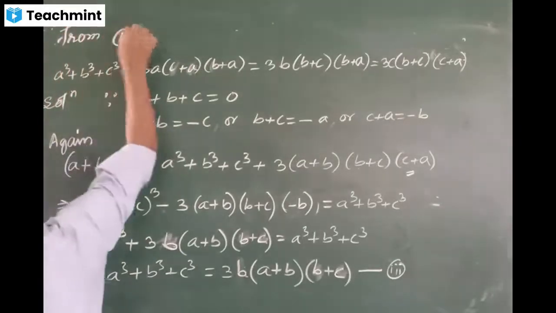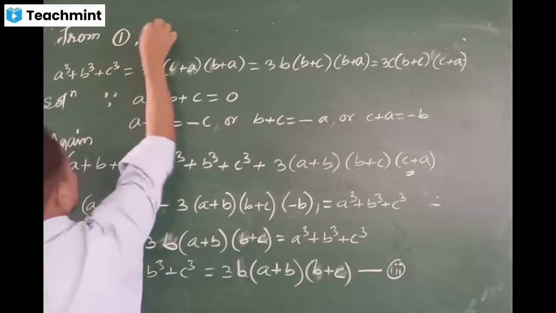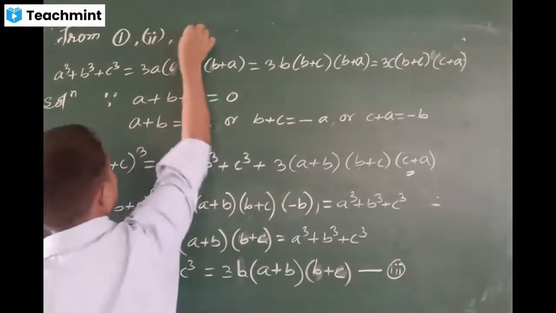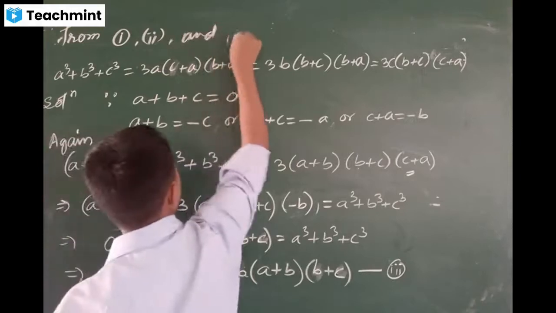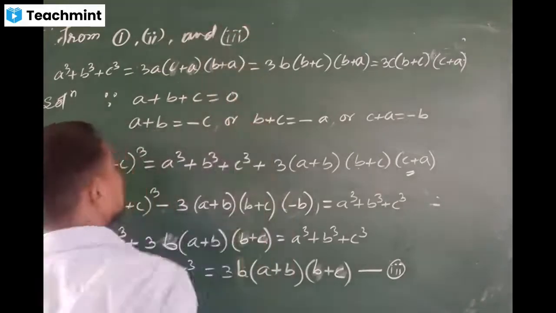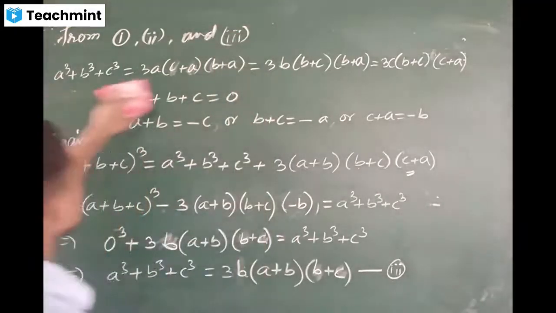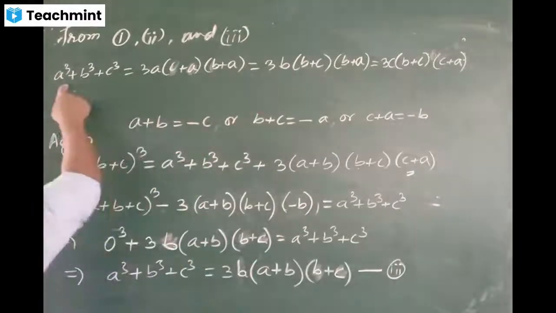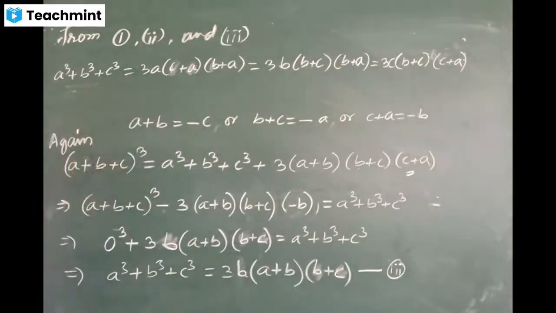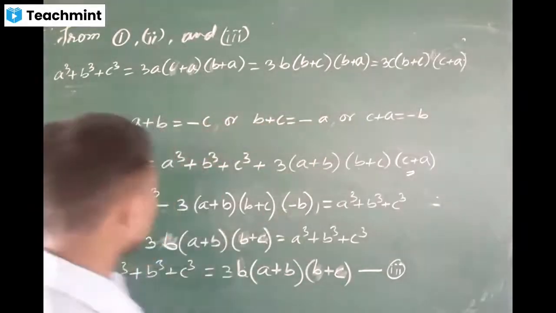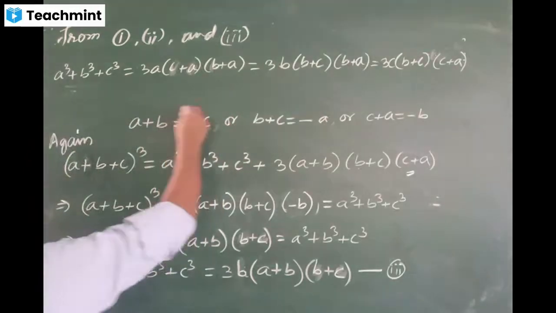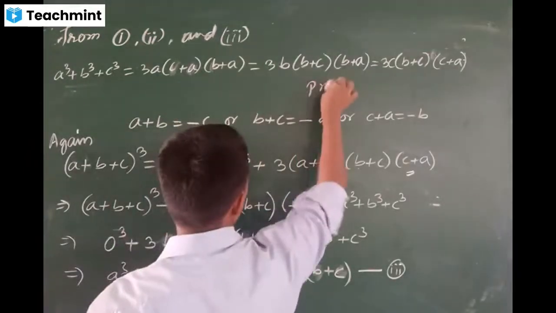From 1, 2 and 3, what we have, this is the proof. First, this one we got. Second, again like this we got. Third, that way we have. First, second, third, we got that. So we can write the proof here.